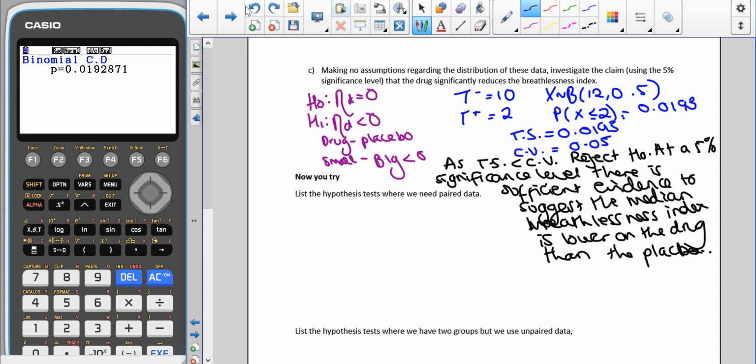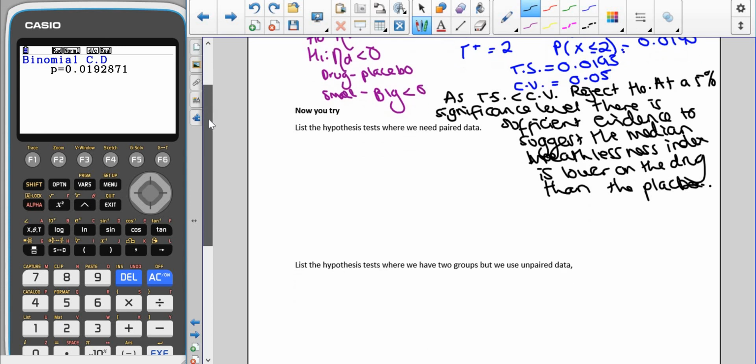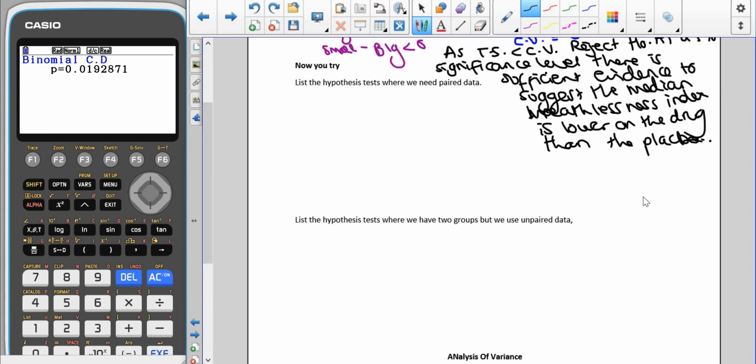So I'd now like you just to take the time and think back over the last 2 years at all the different hypothesis tests that we have done, and write a list of when we have paired data, and write a list of where we have 2 groups of unpaired data.